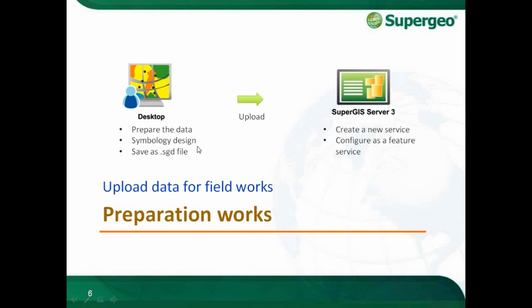So in the first section, we are going to introduce how to upload your data to your SuperGIS server by using SuperGIS desktop. We are going to prepare the data and design the symbols in the SuperGIS desktop, then save the file as a project file, an SGD file, and upload the file to the SuperGIS server to create a new feature service, which is an editable service.